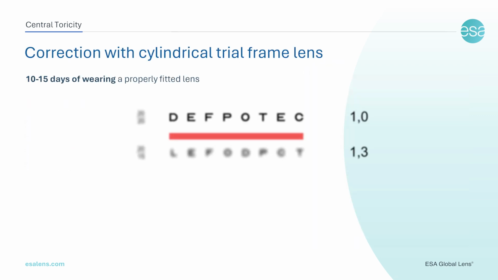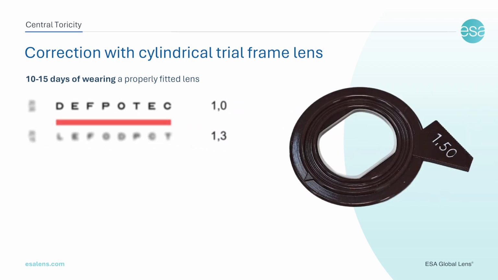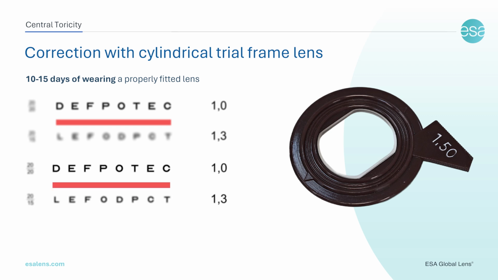If persistent, insufficient visual acuity is detected after 10 to 15 days of consistent wear, you must confirm that the blur is specifically caused by residual astigmatism. This is verified by performing a manifest over-refraction. The diagnosis is confirmed only if the patient experiences a measurable improvement in clarity, adding several optotypes or full lines on the Snellen chart when a cylindrical trial lens is introduced.